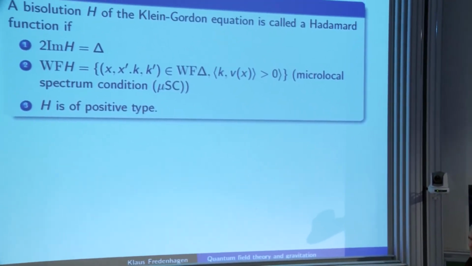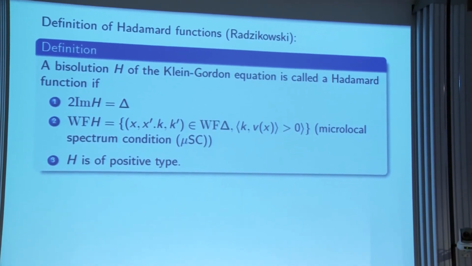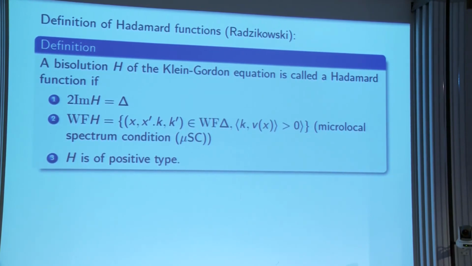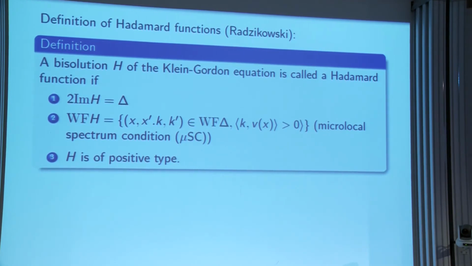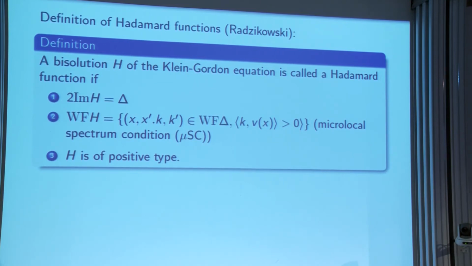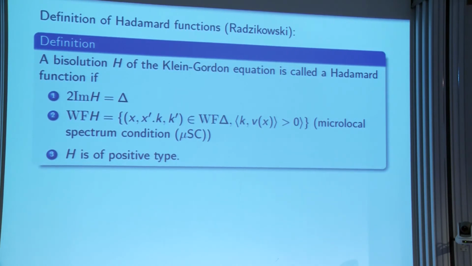Okay, now this concept of the wavefront set can then be used to define what is called a Hadamard function. This is due to Radzikowski. According to Radzikowski, a Hadamard function is a bisolution of the Klein-Gordon equation, such that 2 times the imaginary part is the commutator function. And the wavefront set is just this positive half of the wavefront set of the delta function. This is then called the microlocal spectrum condition, and H is of positive type.